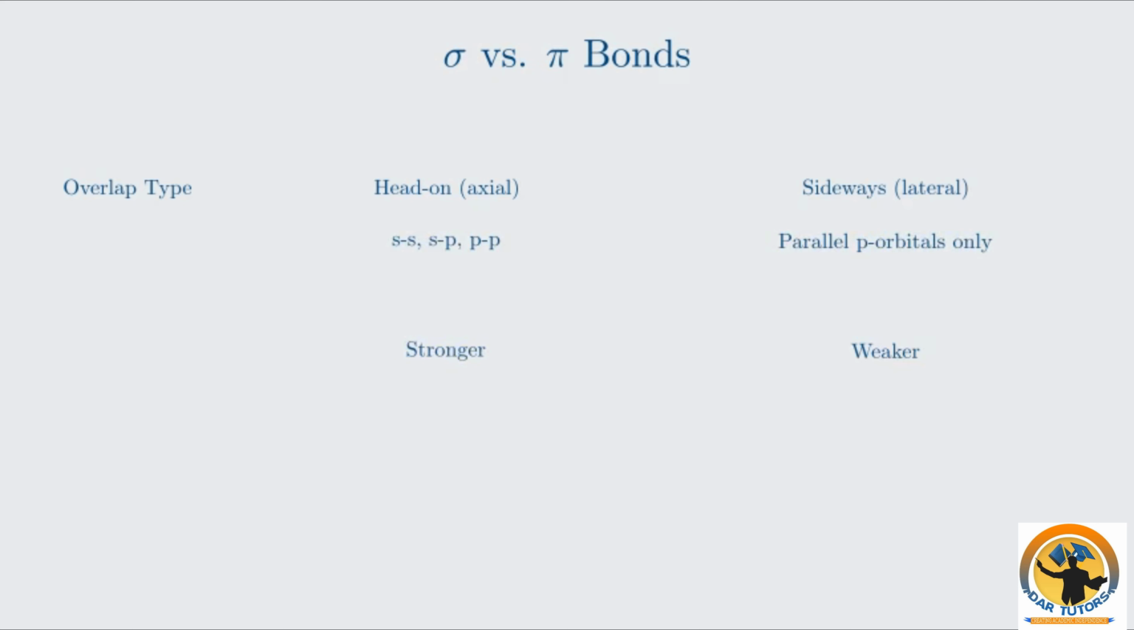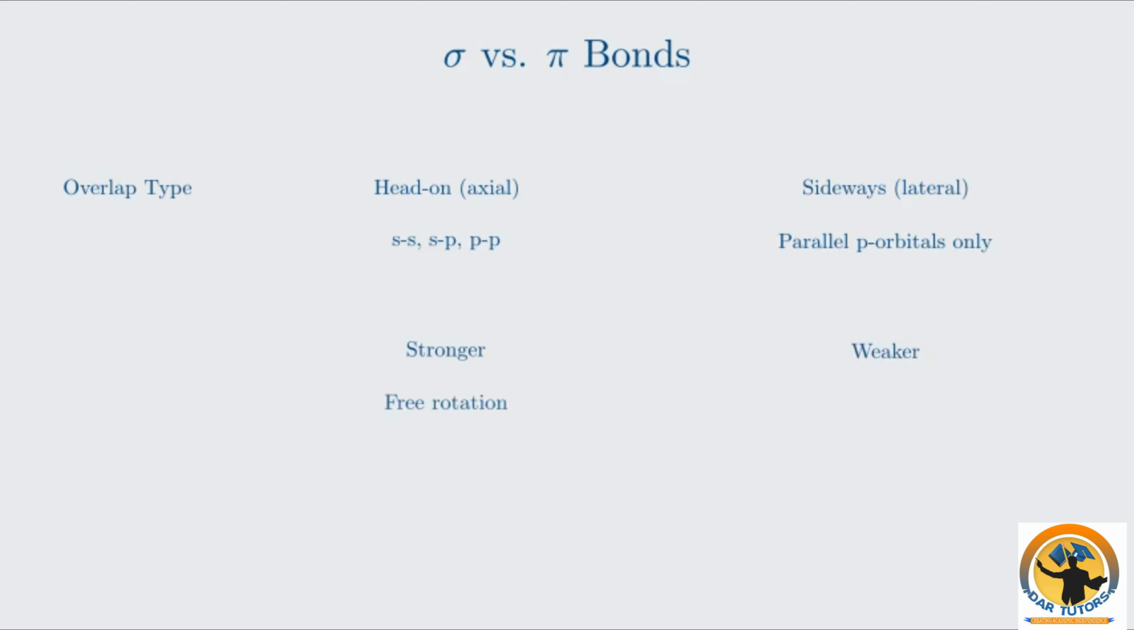Let's formalize the differences between sigma and pi bonds. Understanding these distinctions is fundamental to predicting the properties of molecules. The sigma bond is formed by head-on overlap. It can be formed from s-s, s-p, p-p, or hybridized orbital overlaps. Pi bonds, on the other hand, are formed by the sideways overlap of parallel p orbitals only. Because the head-on overlap in a sigma bond is more effective, sigma bonds are stronger. The sideways overlap of pi bonds is less effective, making them inherently weaker than sigma bonds.